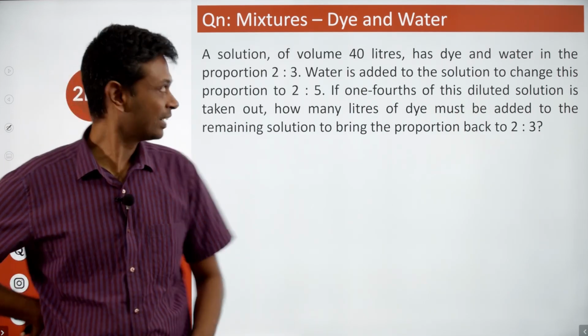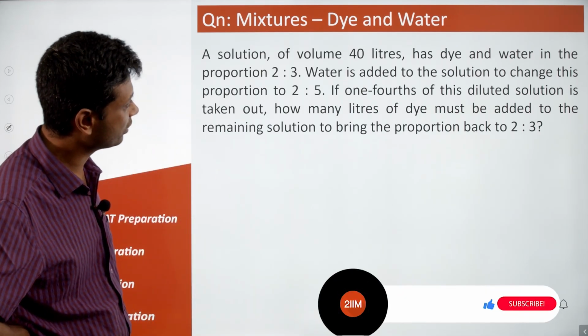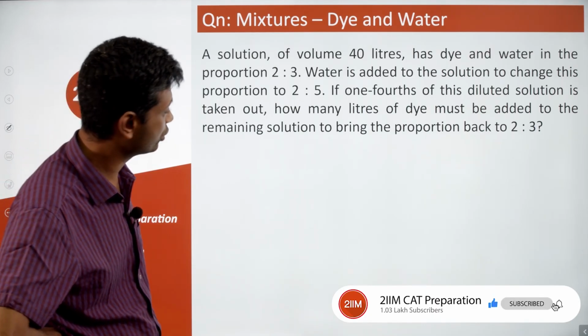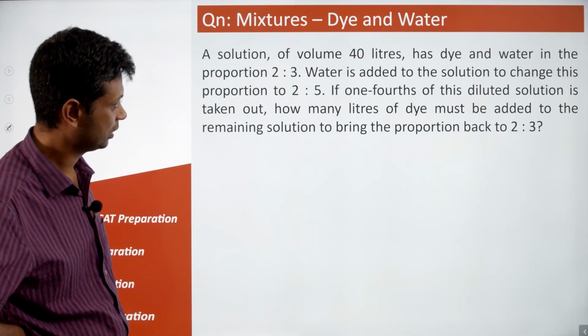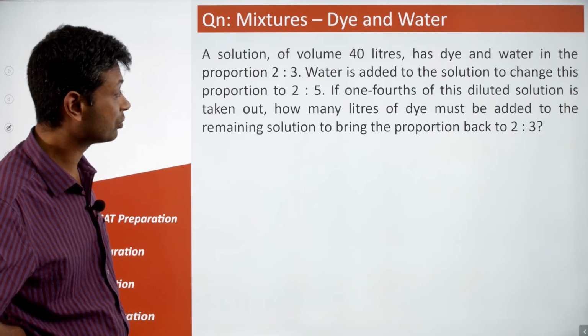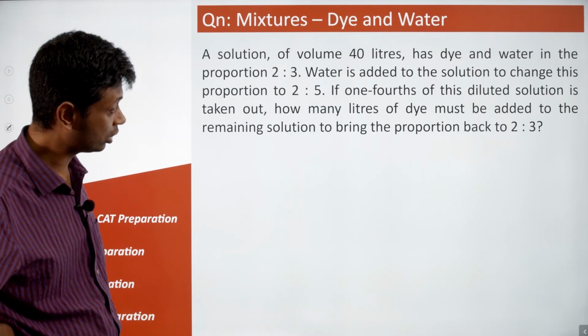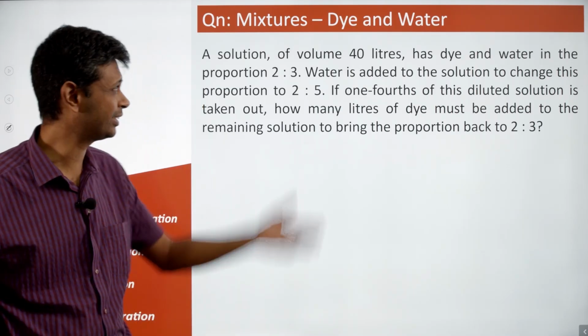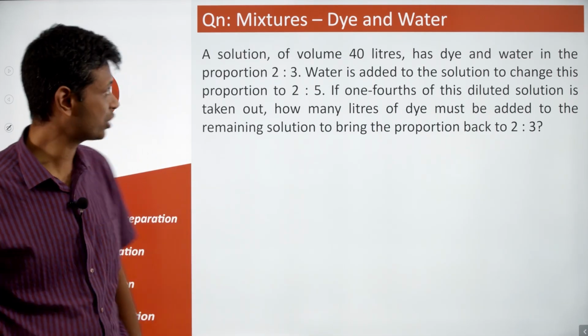Wonderful. Let's do this one. A solution of volume 40 liters has dye and water in the proportion 2:3. Water is added to the solution to change this proportion to 2:5. If 1/4 of this diluted solution is taken out, how many liters of dye must be added to the remaining solution to bring the proportion back to 2:3? It looks like there's lots of data here, but it's a sitter. It's a proper sitter. Let's go step by step.